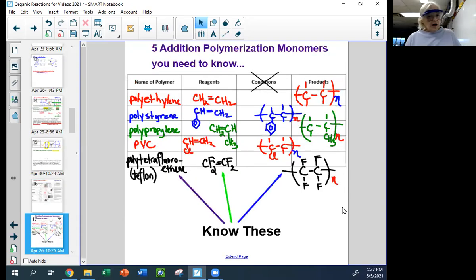Here I have these written for you again. The name of the polymer after the monomers are joined together. This is how you write the monomer. This is how you write the polymer once all the monomer units are hooked together. You need to know these 3 categories for those 5 polymerization reactions. You do not need to know conditions.